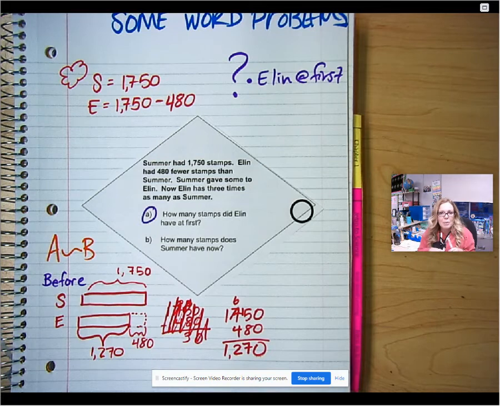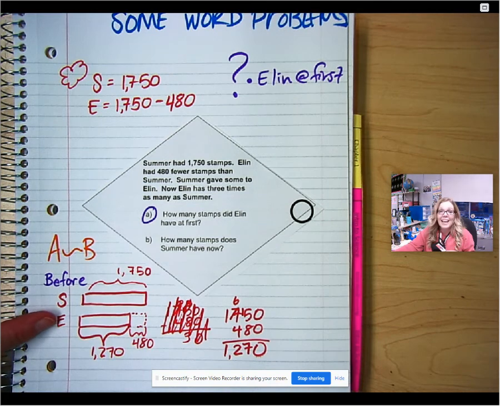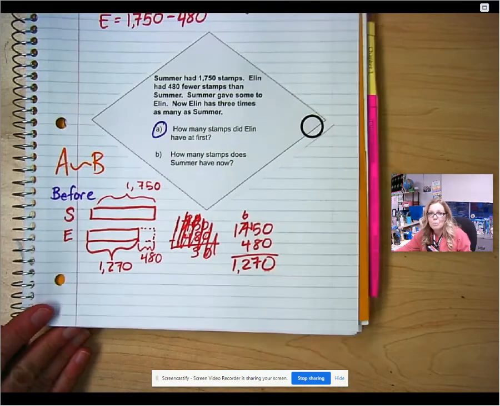So it says Summer had 1,750 stamps. Elin had 480 fewer stamps than Summer. And then Summer gave some to Elin. She gave some of them. Now Elin has 3 times as many as Summer. So that was our before model.